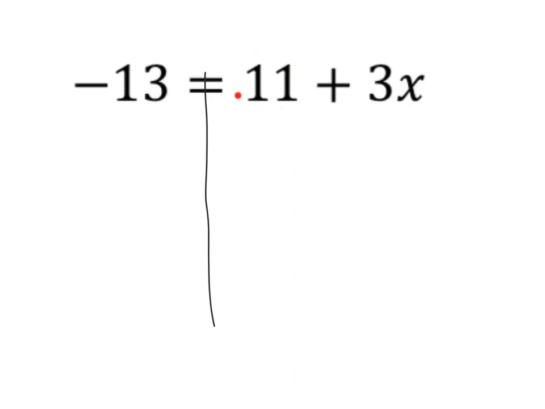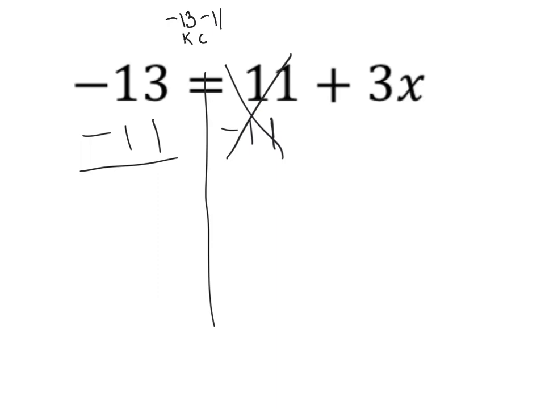We know it's a positive because nothing is before it. So what is the opposite of positive 11? That would be negative 11. So we put negative 11. What that does is this cancels out, but we know we have to do the same thing to the opposite side of the line. So we do minus 11. Now we saw in that last slide, if we were to write it out horizontally, we have negative 13 minus 11. So when we do this, we can do keep, change, change.